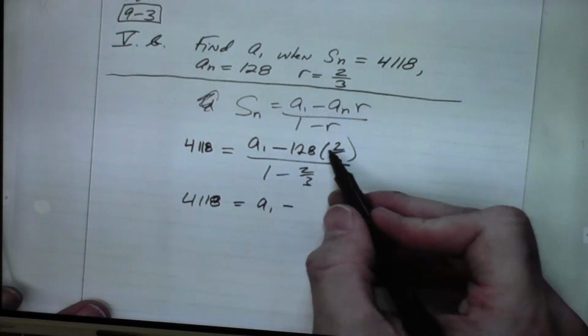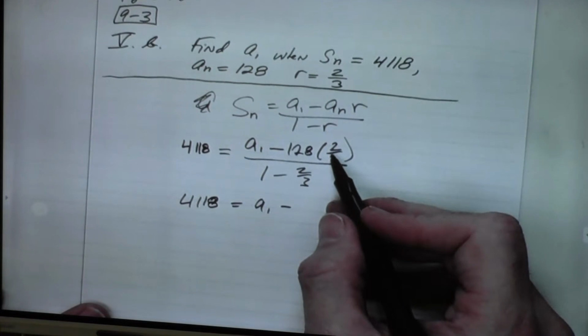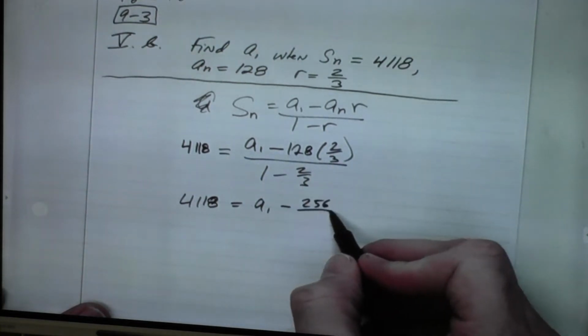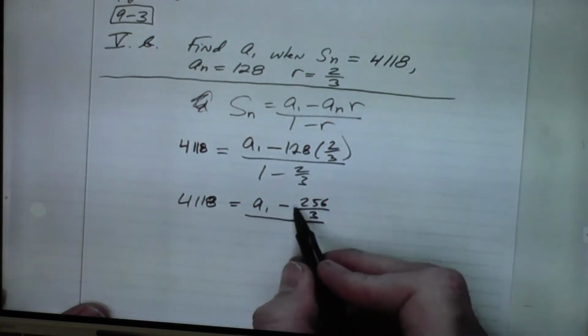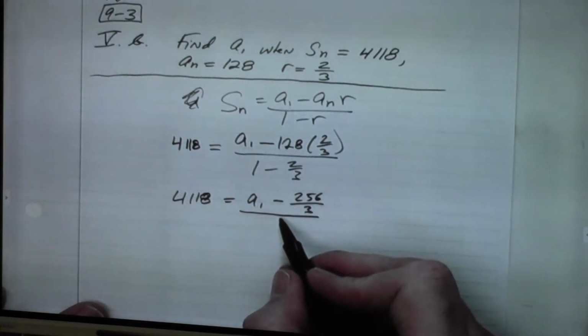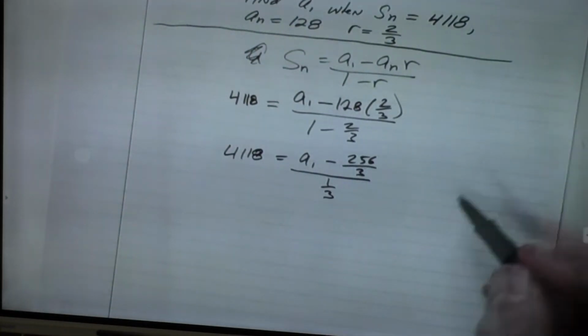If I do 2 times that and divide by 3, I'm going to get 256 over 3 right now. And on the bottom, 1 minus 2/3 is 1/3. Okay, so how do we handle that?